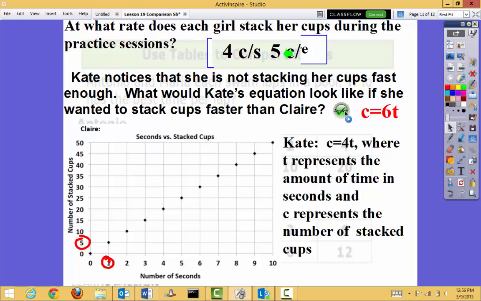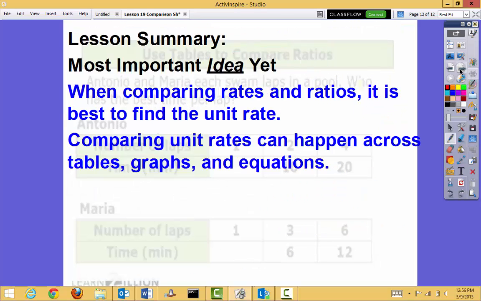So what if I want to make Kate an equation to let her know how fast she has to stack? Well, her unit rate would have to be bigger than 5. So here's an example. Cups equals 6 times T. So that means she's stacking 6 cups every 1 second. Her unit rate is 6 cups per 1 second.